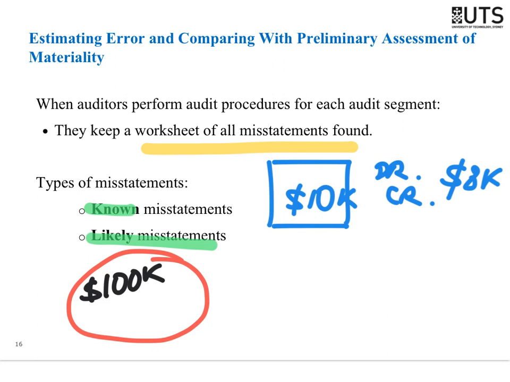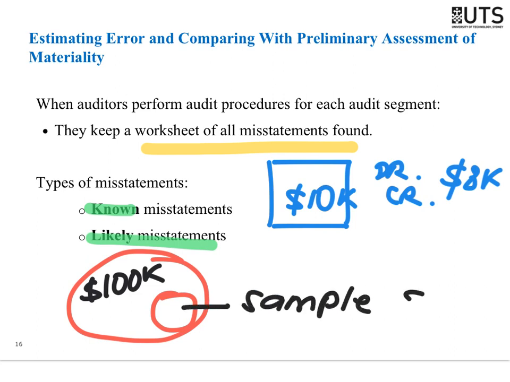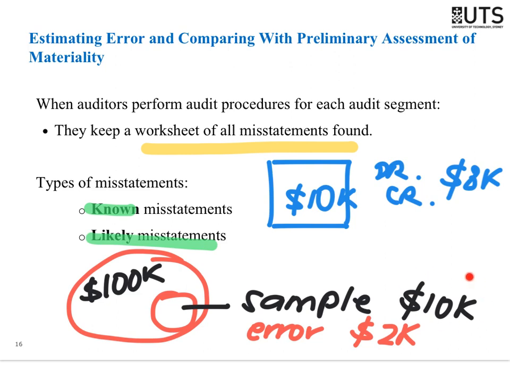Now we're not going to go and test the whole thing. Sorry, we're just going to take a sample. Remember, a sample is a smaller group or a smaller subset within that whole population. Now we take this smaller group and we test it. So this is my sample. And the total value of my sample, say, is $10,000. Okay? Now I test all of those items, I test all those transactions, and I find a total error of $2,000. Okay? Now, let me ask you a question. If I tested $10,000 worth of data or transactions and I found a $2,000 error, what percentage is that of the sample?